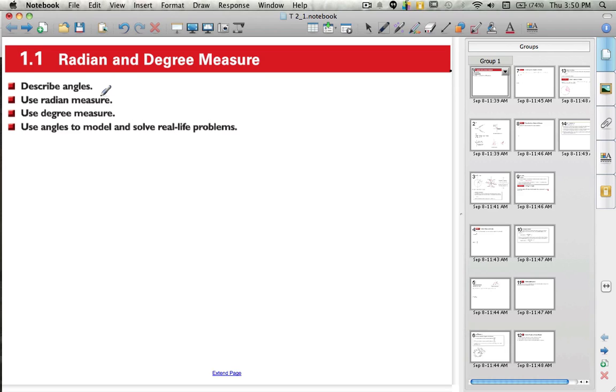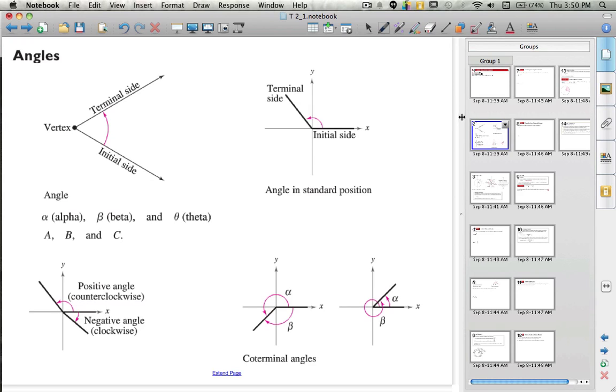And in this section, we're going to talk about how we describe angles, how we use radian and degree measure, and how we use angles to model and solve real-life problems. So a quick conversation about angles. When you talk about an angle, the angle has two sides and a vertex. It has an initial side or a starting side and the terminal side where the angle ends.